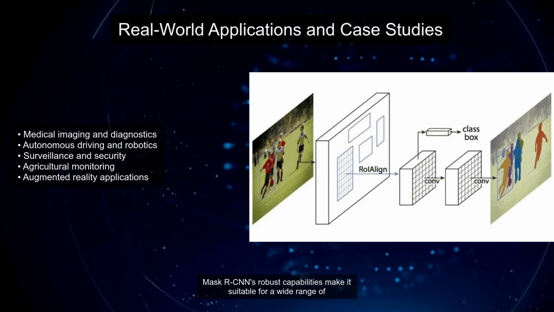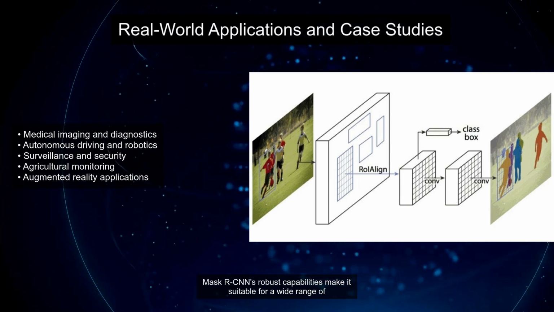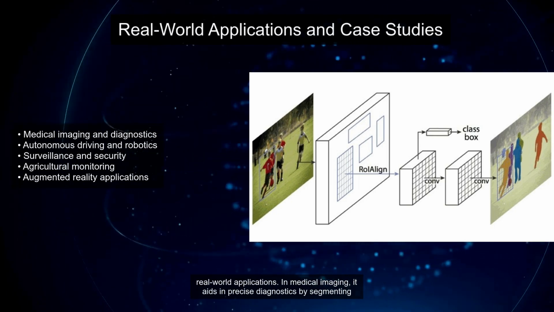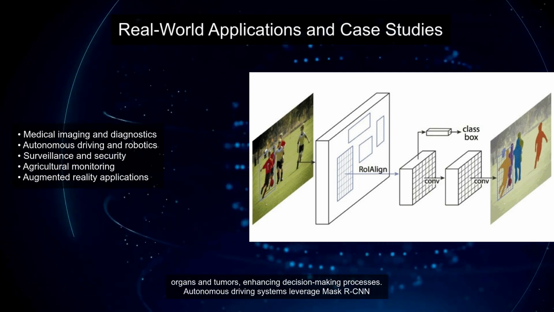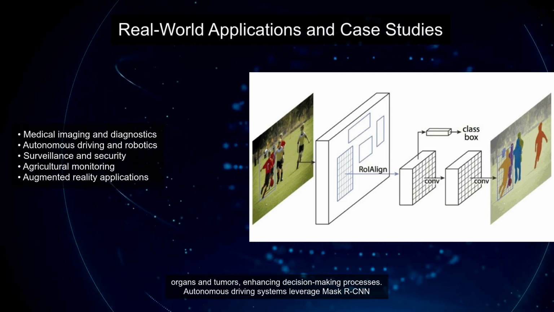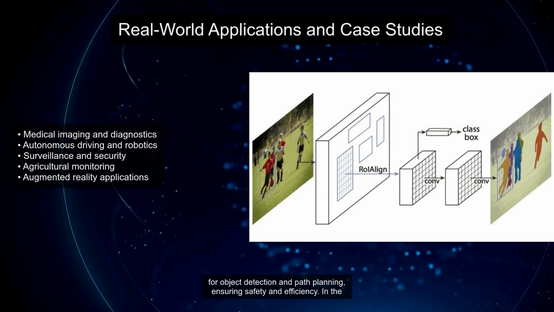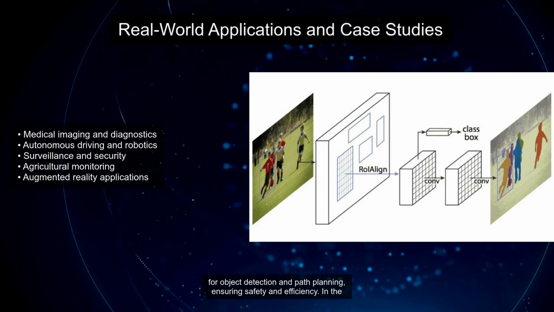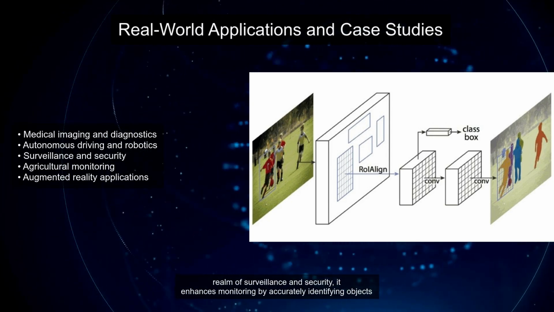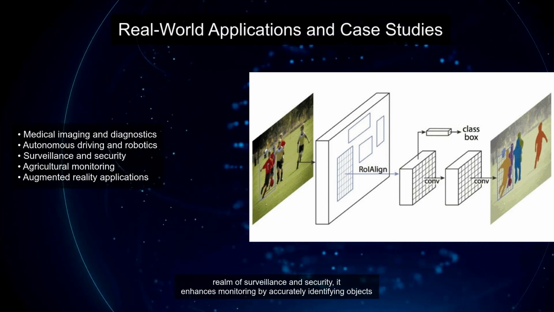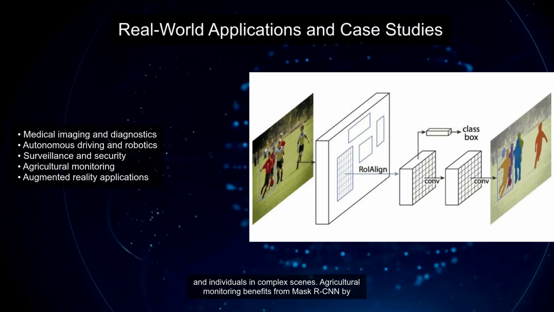Mask R-CNN's robust capabilities make it suitable for a wide range of real-world applications. In medical imaging, it aids in precise diagnostics by segmenting organs and tumors, enhancing decision-making processes. Autonomous driving systems leverage Mask R-CNN for object detection and path planning, ensuring safety and efficiency. In the realm of surveillance and security, it enhances monitoring by accurately identifying objects and individuals in complex scenes.